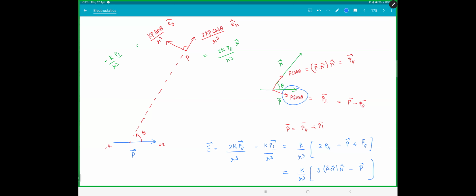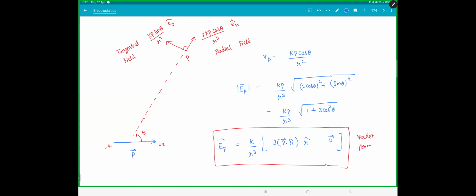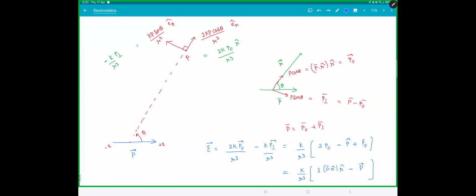So this is p sine theta, but this is opposite to that. That's why we got a minus sign here. Remember the result. That's important. Any doubts on this? Let's see some questions on this.